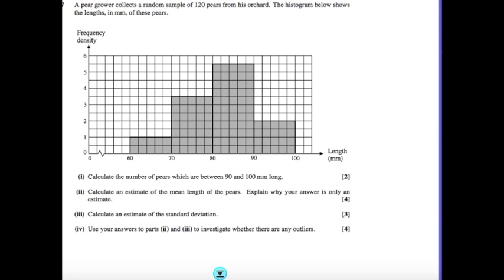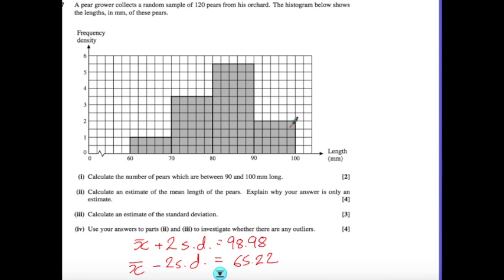Right, so on to part 4. Use your answers to part 2 and 3 to investigate whether there are any outliers. So you need to know that using the mean and standard deviation, anything outside either 2 standard deviations above the mean or 2 standard deviations below the mean is considered an outlier. So first of all, we've got to do 82.1, x bar, plus 2 times 8.44, which gives us 98.98, so 99 really as far as we're concerned, and x bar minus 2 standard deviations should give you about 65.22.